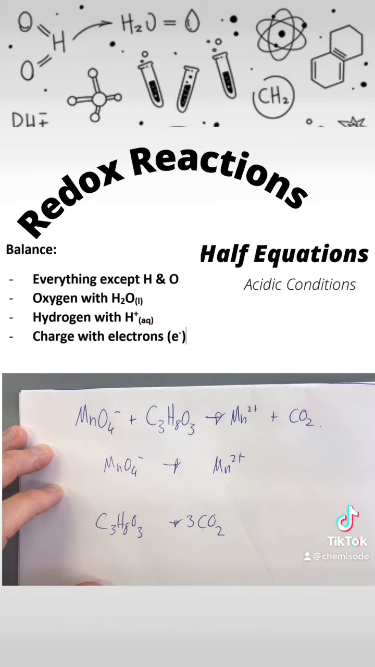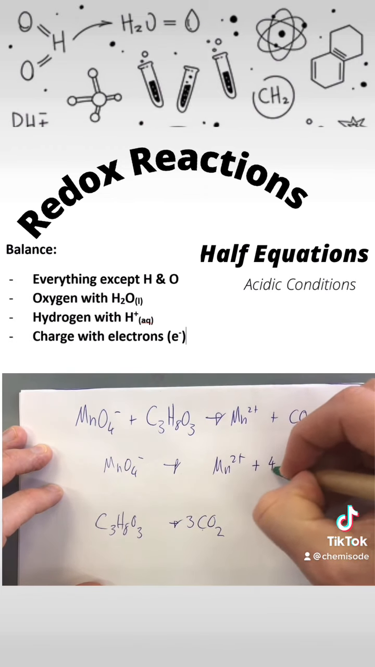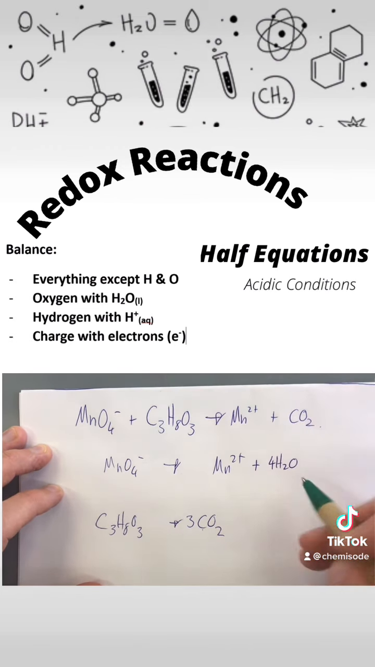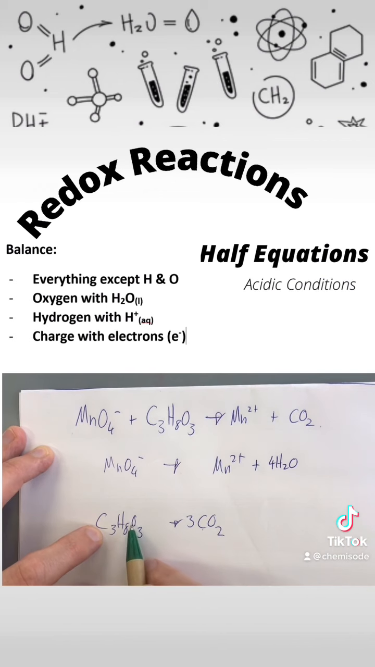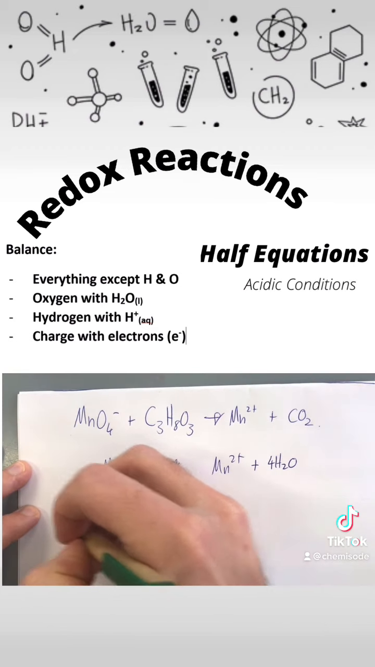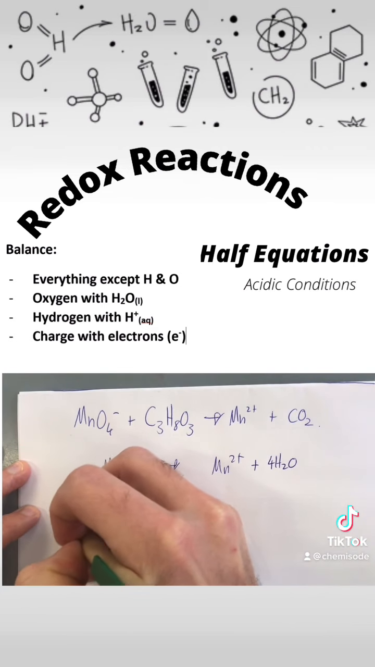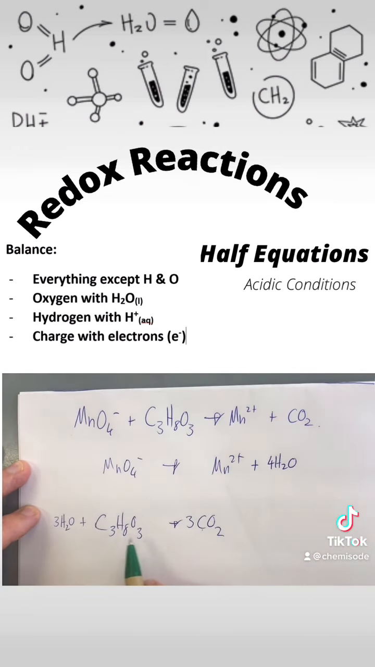My next rule is to balance oxygen with water. I've got 4 oxygens over this side, so I'm going to balance it with 4 waters on this side. Down here, you can see I've got 3 oxygens on this side, and over here I've got 6 oxygens. So I need to add in 3 waters on that side to balance up my oxygen.